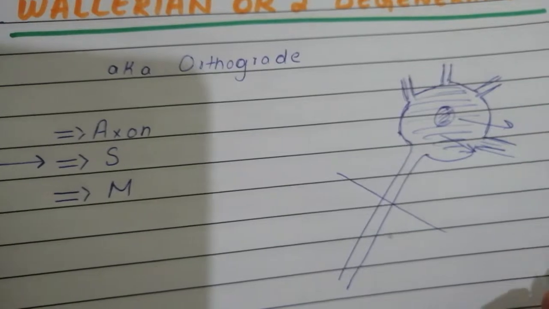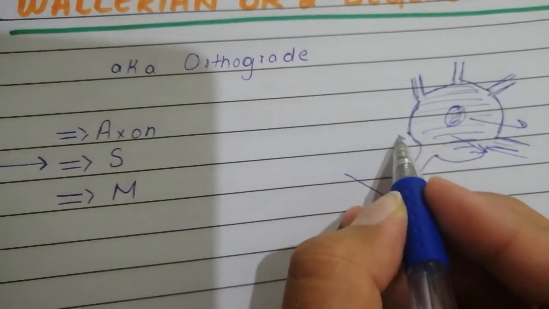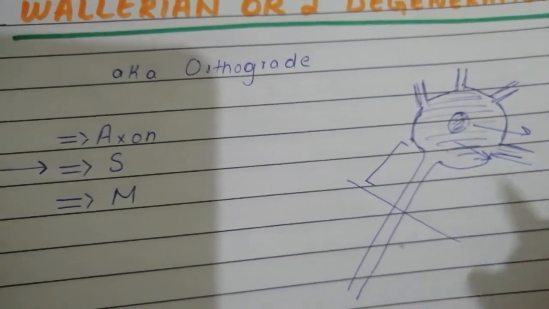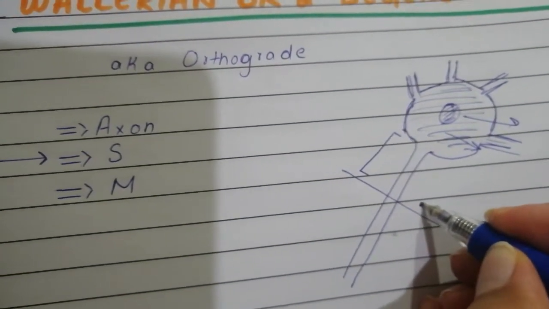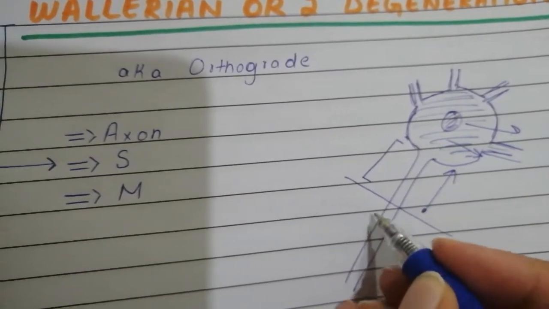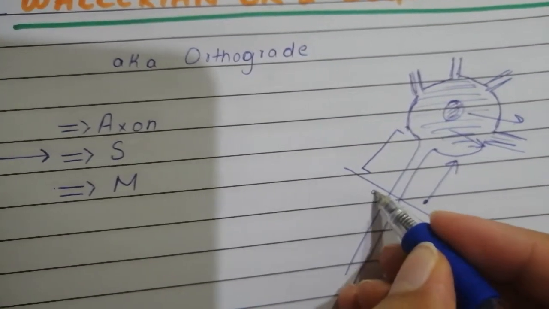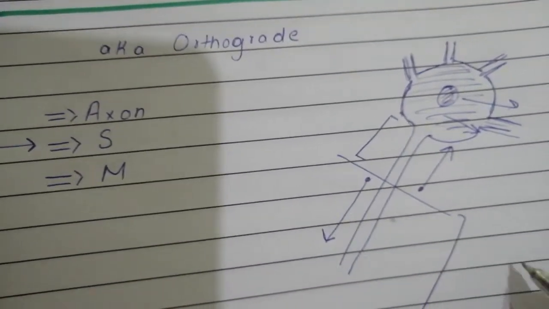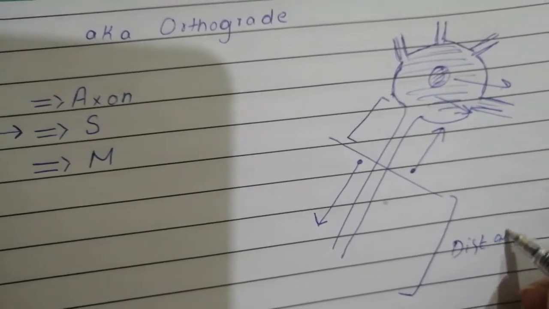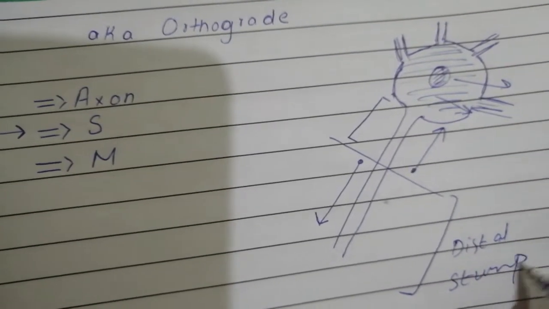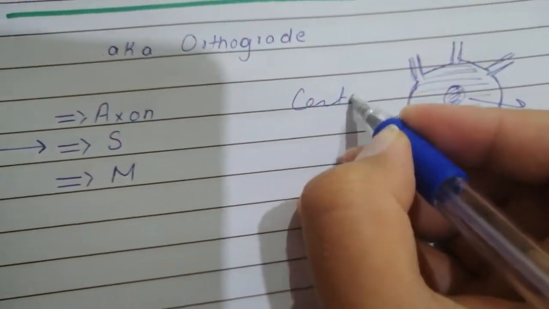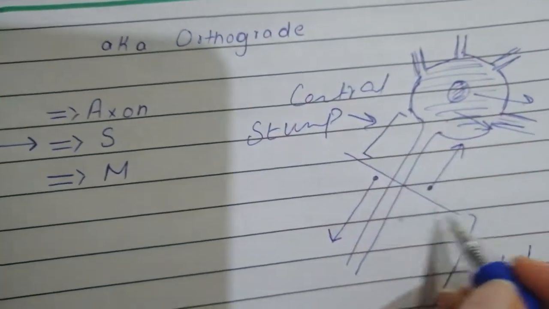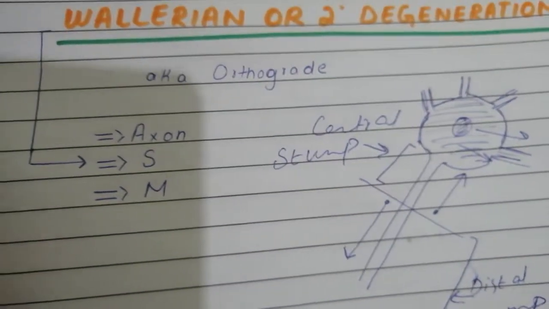There will also be a set of changes proximal to the site of injury. This is known as retrograde degeneration because the degeneration is towards the soma, and the degeneration over here is Wallerian or orthograde because it is away from the soma, and this part is known as the distal stump. And this one is the central stump. Right. So what are the set of changes?